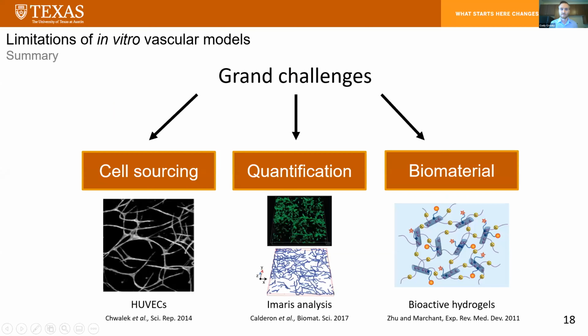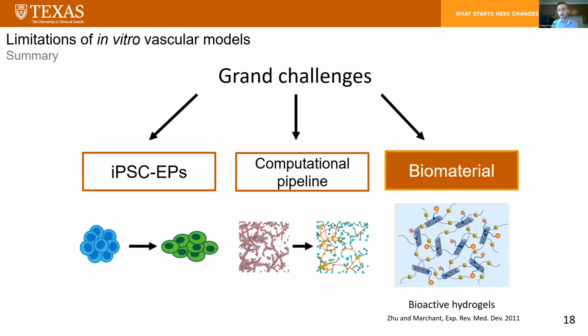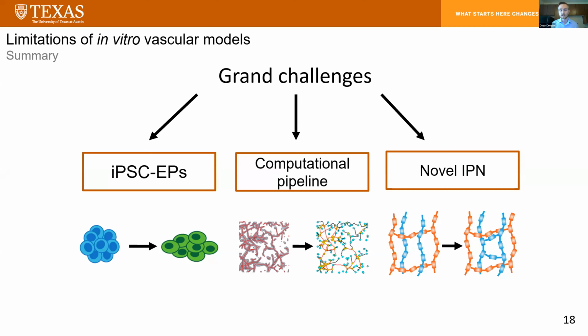So, as I've hit the 12-minute mark, I want to return to the 3 main grand challenges, and that was cell sourcing, quantification, and biomaterial. So here we provide an alternate cell source, iPSC EPs, which are bipotent and can form the constituents of mature functional vasculature. We built a novel computational pipeline in both ImageJ and MATLAB to gain a better idea of very sophisticated network topologies. And finally, we built a novel IPN consisting of NorHA and collagen to better decouple, for example, stiffness from density, and to further probe such parameters as degradability in these angiogenic microenvironments.